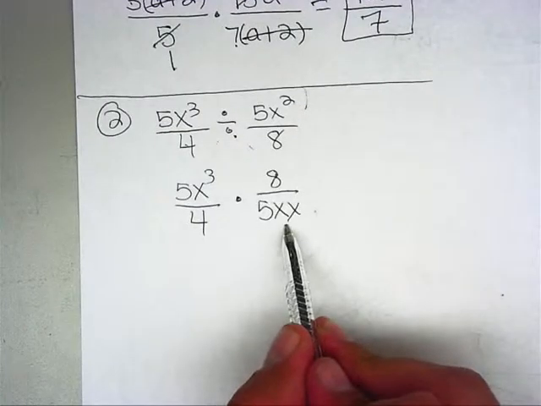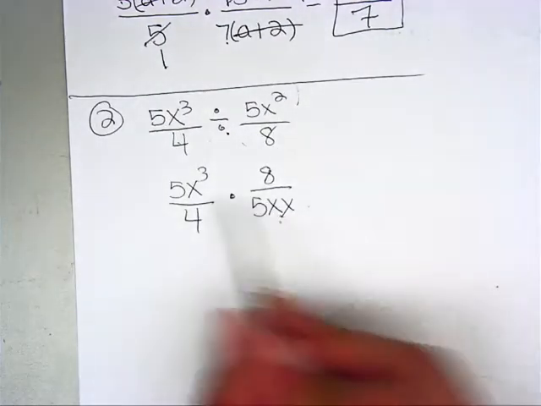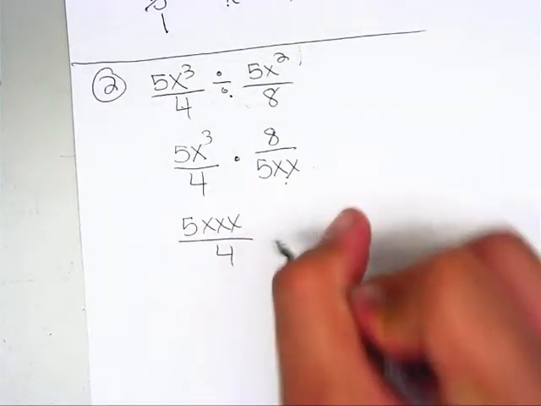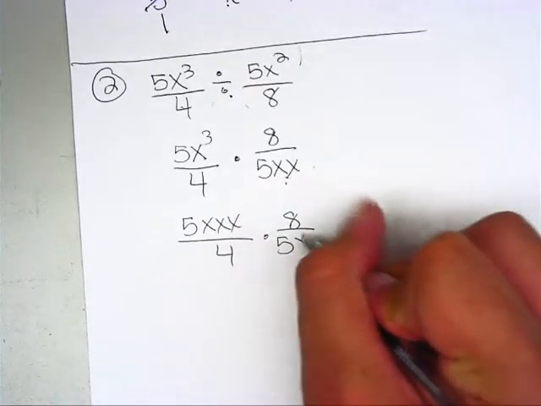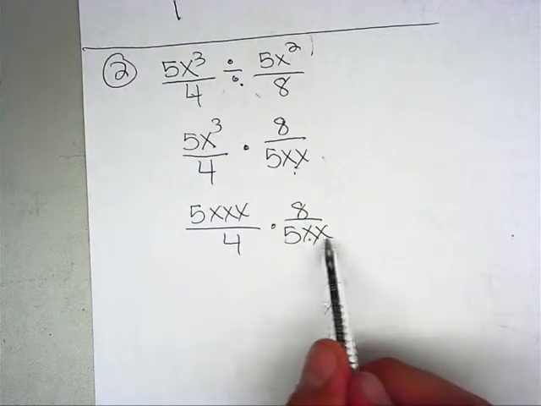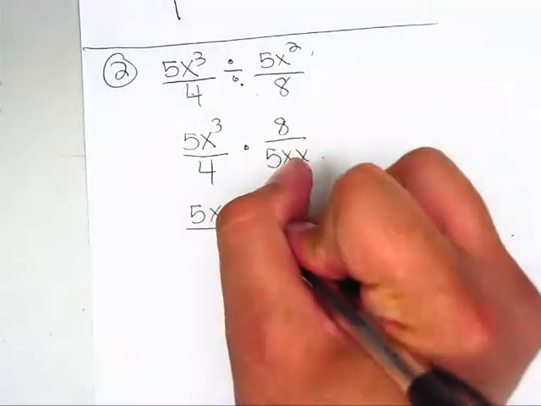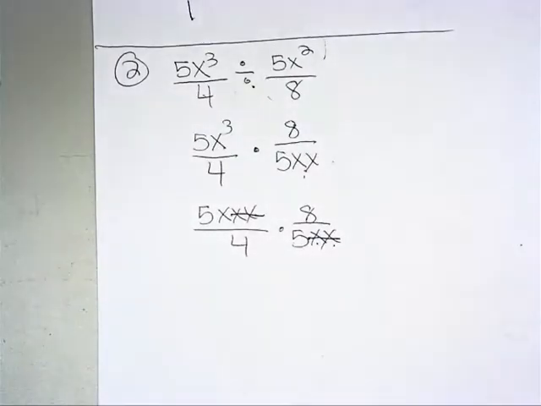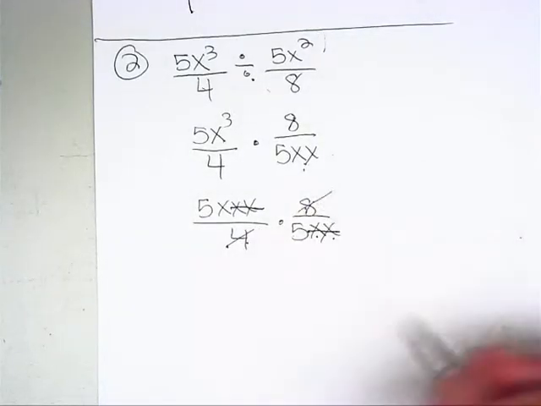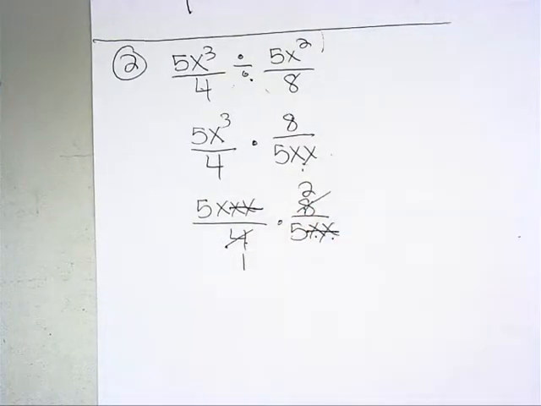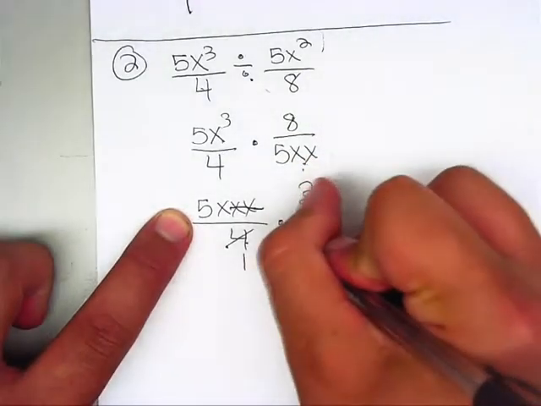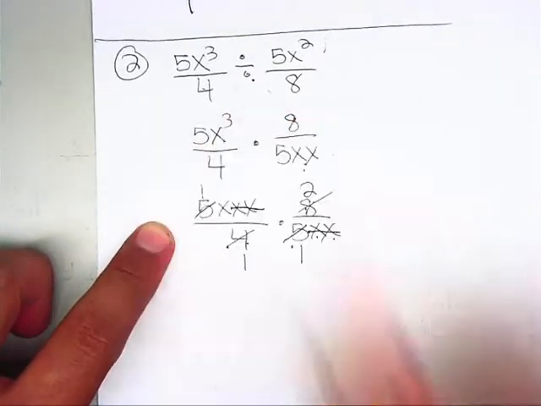I expanded this 5x squared into 5xx when I flipped it. Now I need to expand the 5x to the third. I notice that I have 2 x's on bottom, which can cancel out 2 x's on top. 4 and 8 simplify. They're each divisible by 4. There's 1 4 and 4, 2 4s and 8. 5 and 5 also simplify. They're each divisible by 5. 1 5 and 5, 1 5 and 5.